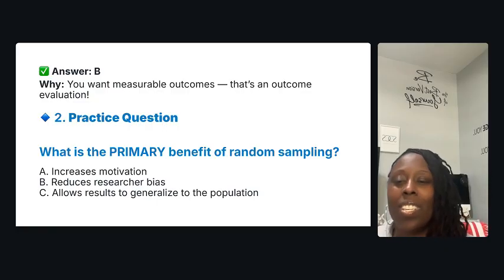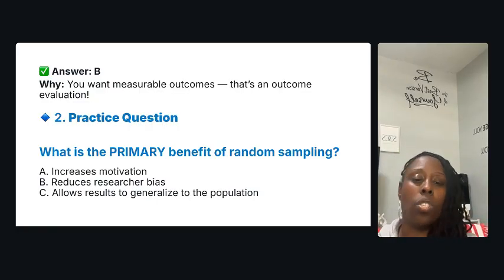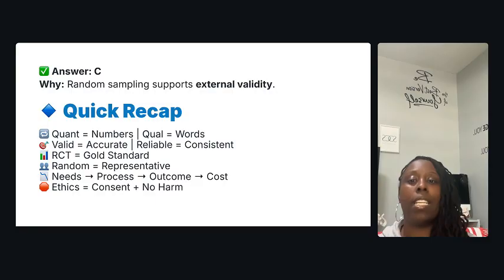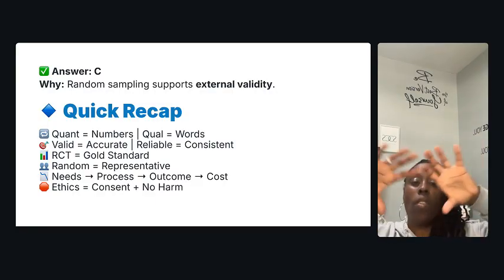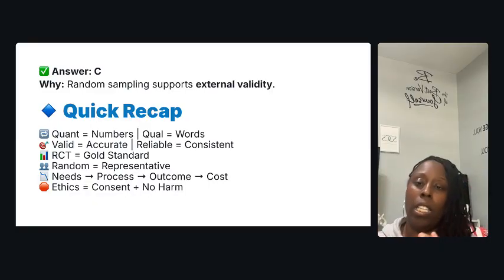Yes, so the answer is C. It allows results to generalize the population. Basically, random sampling supports external validity. It's making sure that all the information you're getting is valid. That is why you want to do random sampling.